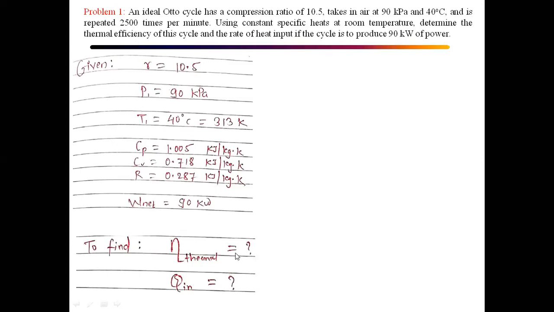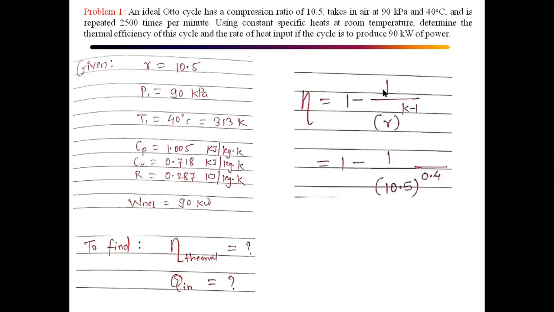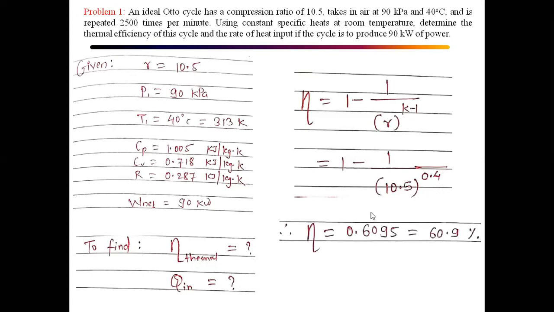So we know the equation of efficiency for the Otto cycle, which is equal to 1 minus 1 upon R raised to K minus 1. The value of R is given, that is 10.5. The value of K is equal to Cp by Cv, which is 1.4. So it is R raised to 1.4 minus 1, that is 0.4. So you will directly get the efficiency of the Otto cycle, which is 60.9%.